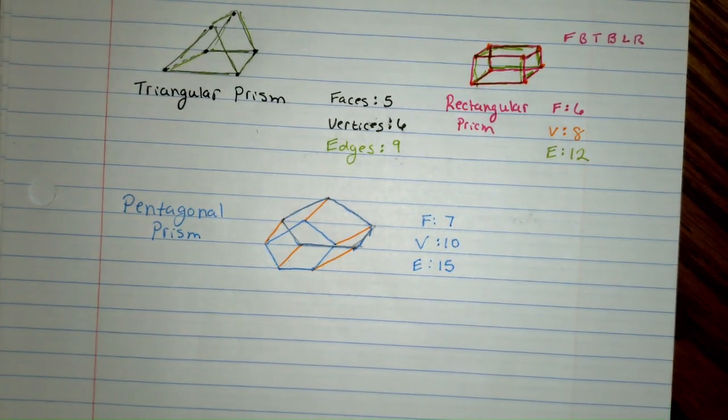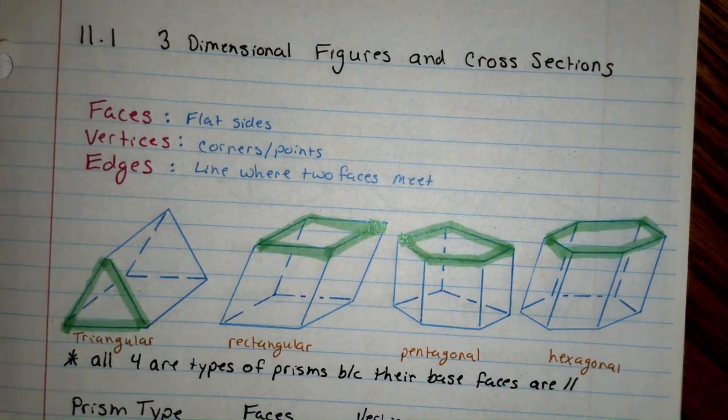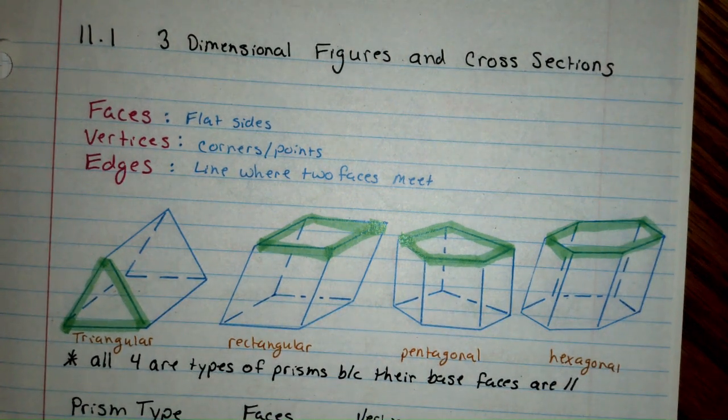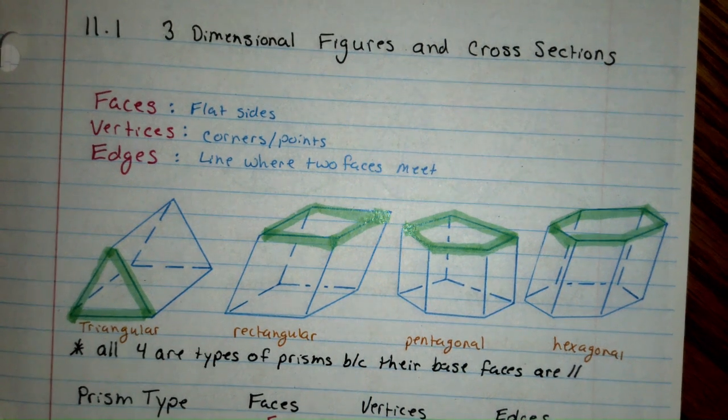Okay, and I'm going to save you from my hexagonal one. I happen to have these really, really fancy stencils, and look how beautiful these shapes are. If you can't draw like me, these stencils are a blessing. I drew those all with stencils, and you'll notice that all 4 types are prisms, and the whole point behind a prism is that the front and the back are parallel.